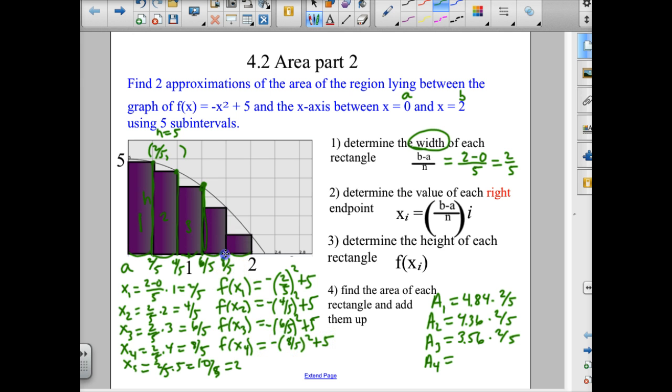All right, then we're putting in 8/5, which is the right side of rectangle number 4. So the area of rectangle number 4 is 2.44 times 2/5. And finally rectangle number 5. So you plug in the x value, which in this case is 2. I can do that one without a calculator. So to find the area of each rectangle, we multiply our height times our width, and then we're going to add all those up. So I'll just do that math and you do it with me and see if you get the same answer.